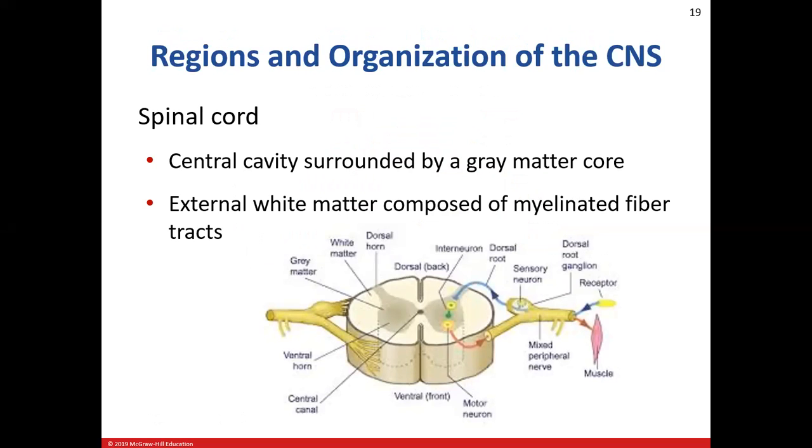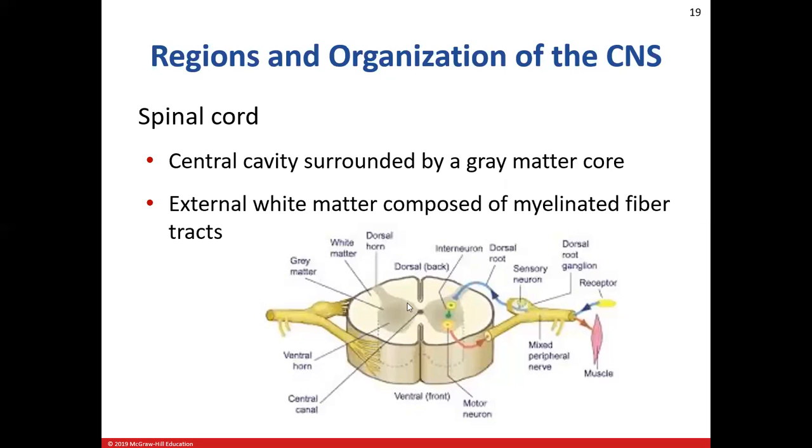So now as we move out of the brain for just a second before we come back to it, we take a look at the organization of the CNS into the spinal cord. Now the spinal cord has this central cavity that is surrounded by a gray matter core. And the central cavity is this hole going right down the center. And it's going to be filled with cerebrospinal fluid.